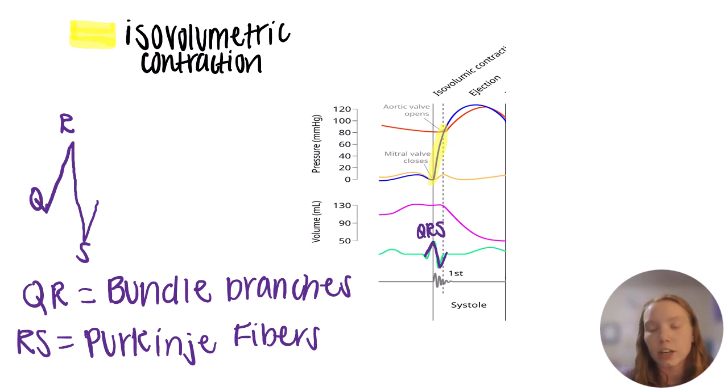But we're not actually ejecting any blood out of the ventricle yet, because we have to first overcome afterload, because there is, again, back pressure from the aorta. The blood that's in the aorta is putting back pressure, and in order to actually eject the blood from the left ventricle, we have to overcome that afterload pressure.